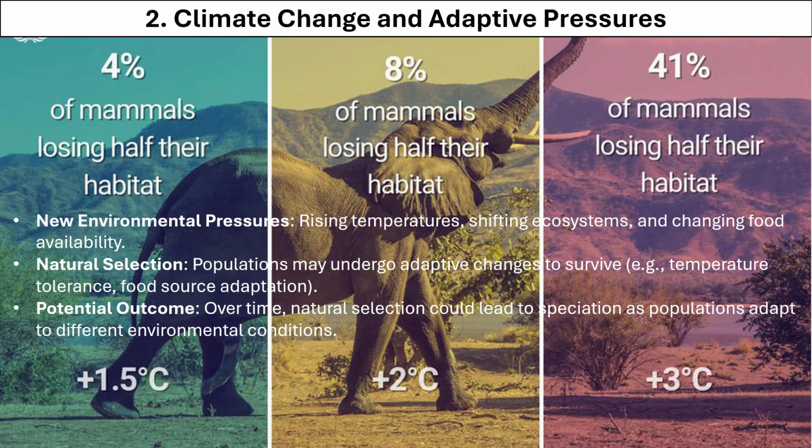Climate change and adaptive pressure. Because of the rising temperature, shifts in ecosystems, and changing food availability, populations have to undergo adaptive changes to survive these harsh temperature conditions or low food availability. Over time, natural selection could lead to speciation, as the populations adapting to different environmental conditions will have different behaviors.